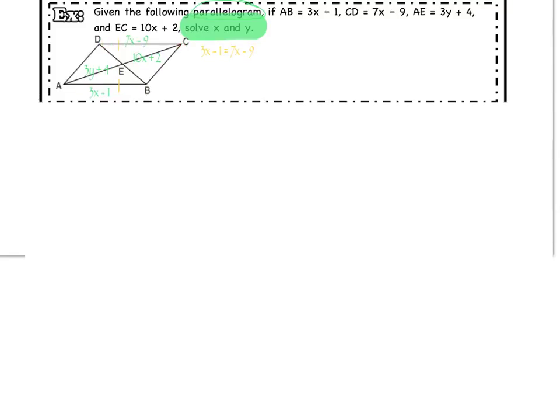And then I also know the diagonals. So when I think about what do I know about the diagonals of a parallelogram, I know that they bisect each other. So the second thing I can conclude is that AE is going to be congruent to EC. So the equation I can write there is 3y plus 4 is equal to 10x plus 2. So I'm going to go ahead and solve those out.